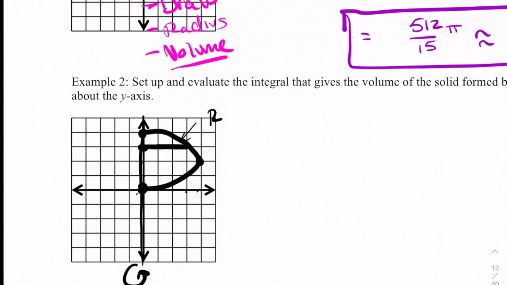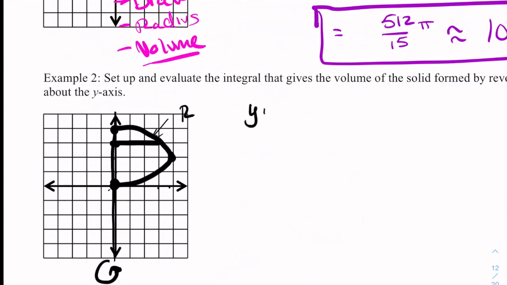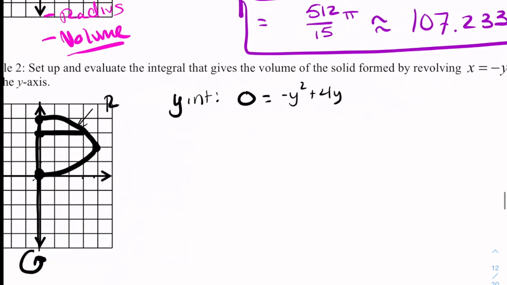If we want to find the y-intercepts instead of the x-intercepts, I can always set x equal to 0, because that's the y-axis. So 0 equals -y squared plus 4y. If I factor out the GCF, I get -y times (y minus 4), so my two y-intercepts in this case are going to be 0 and 4. And we can probably bet that the vertex here would be (4, 2).